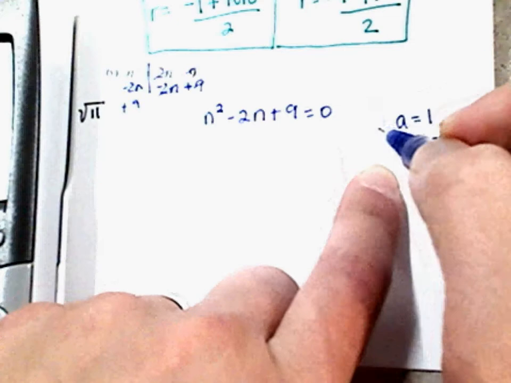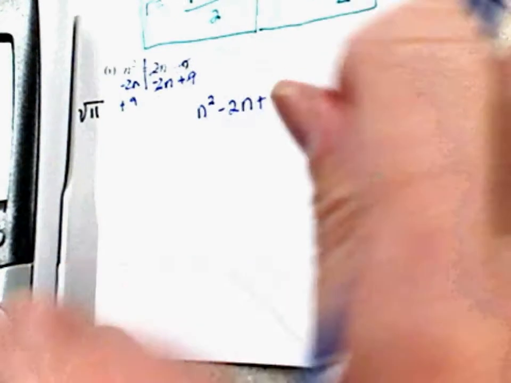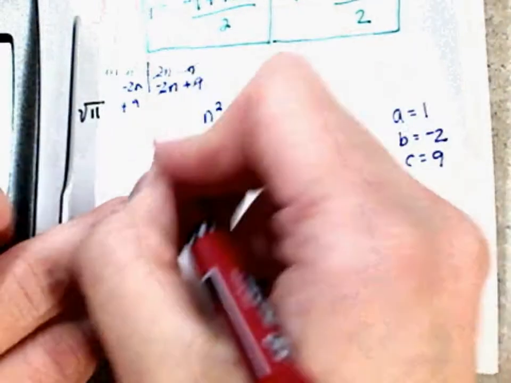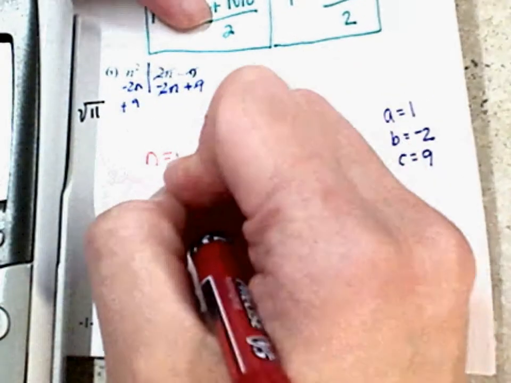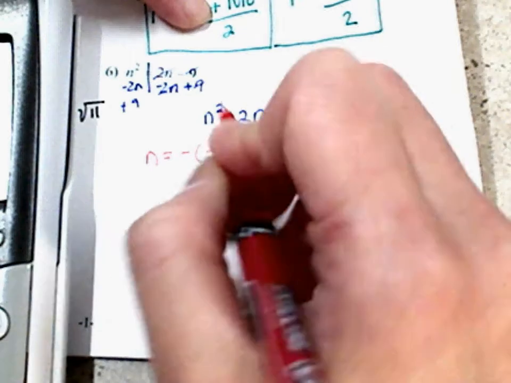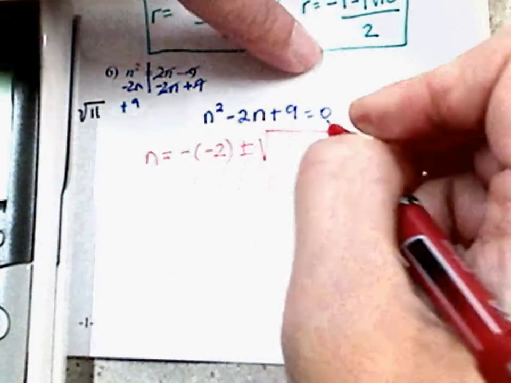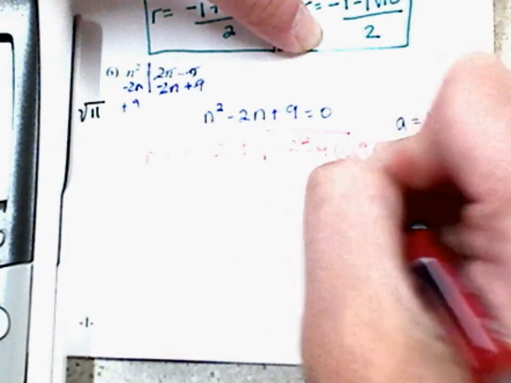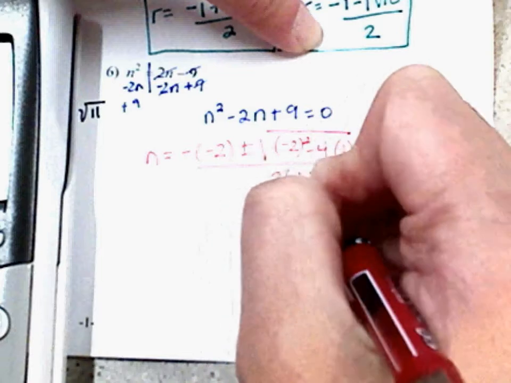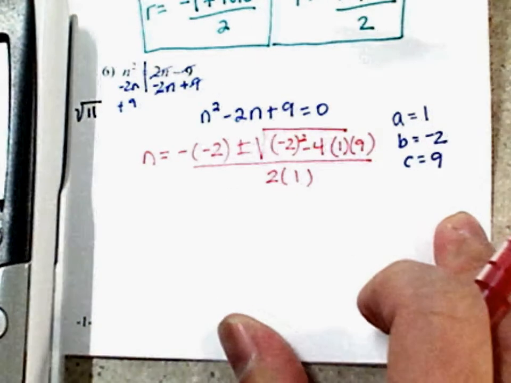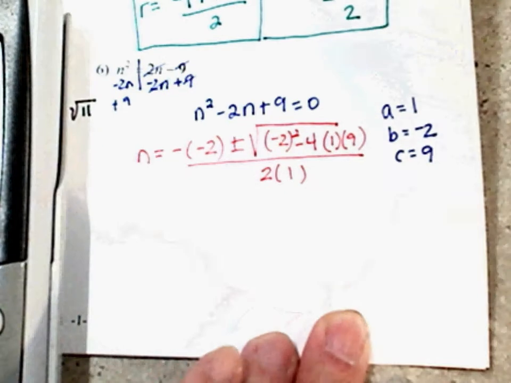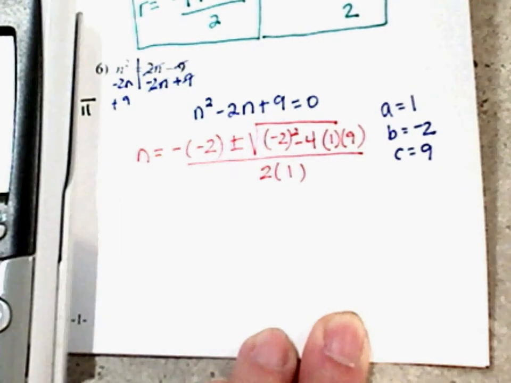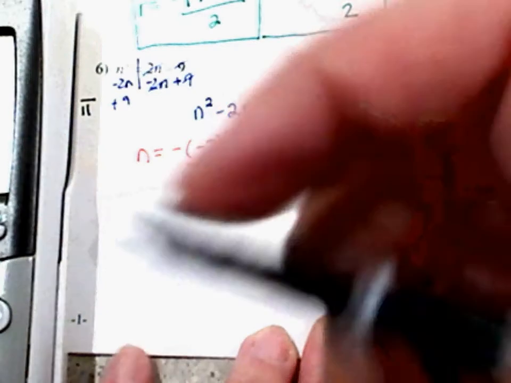All right, let's plug it in. n equals negative B, which is your negative 2, plus or minus the square root of negative 2 squared minus 4 times your A times your C, all over 2 times 1. Type it into your calculator. Okay. Negative 2 squared minus 4, make sure you put parentheses around it, times 1 times 9. This right here comes out to be the square root of negative 32.